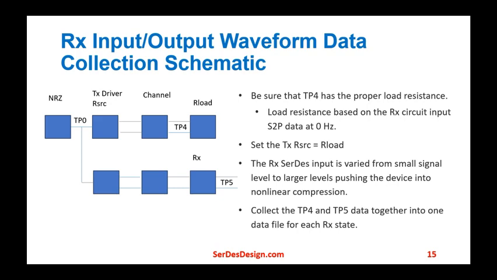This is a typical schematic used for data collection. Be sure that TP4 has the proper load resistance, which is based on the receiver circuit input S2P data at 0 Hz. Set the TX source impedance the same as the load. The Rx SerDes input is varied from small signal level to larger levels, pushing the device into nonlinear compression. Collect the TP4 and TP5 data together into one data file for each receiver state.